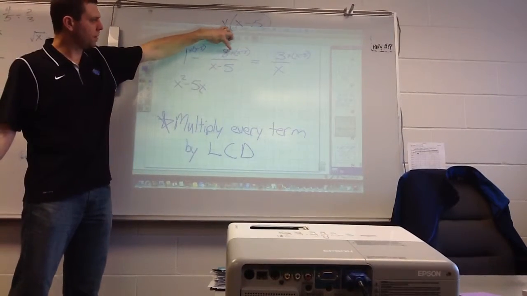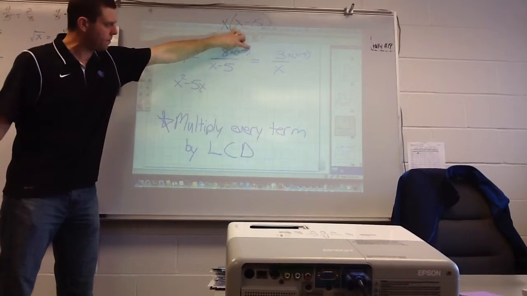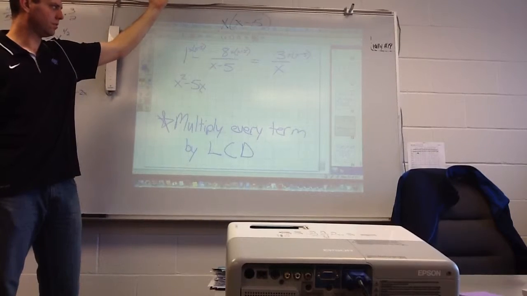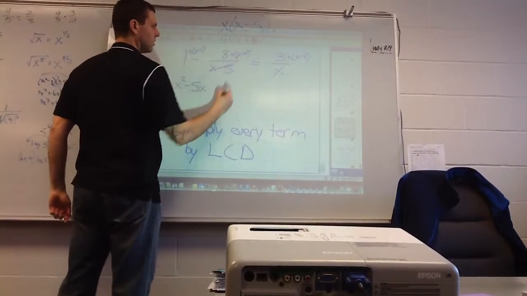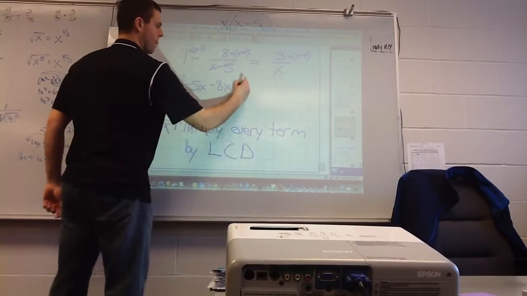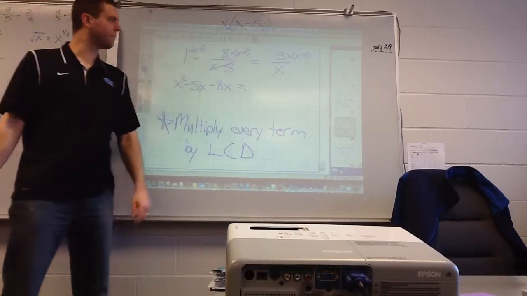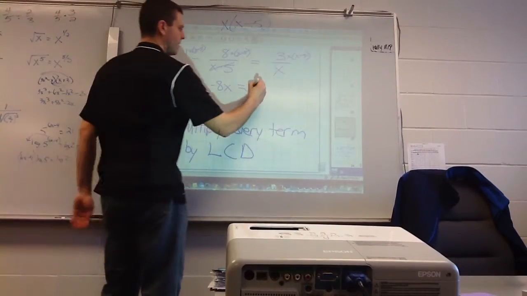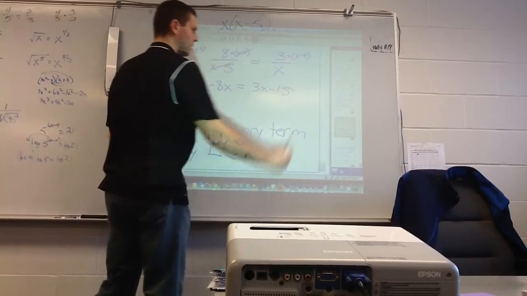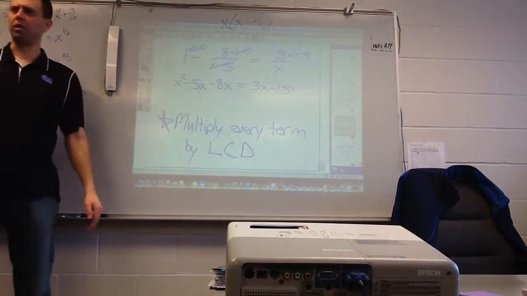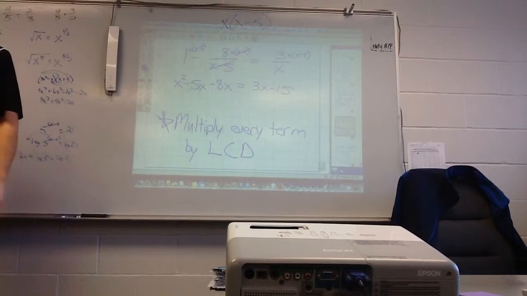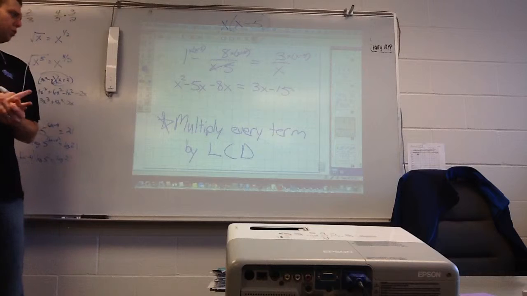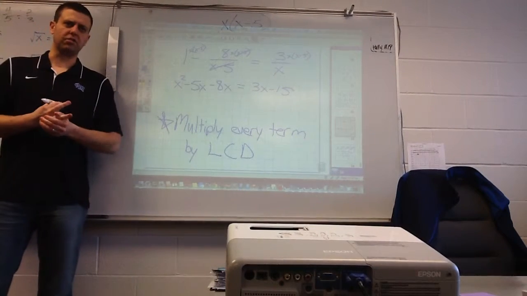When I multiply this by x minus 5, what happens to the x minus 5s? They cancel, and I just have minus 8x. And over here, what's going to happen? The x minus 5s cancel, and what are you left with? 3x minus 15. And I'm already at that step. Set it equal to 0, factor it. Okay? So it's just a shorter method to get to this stage right here.